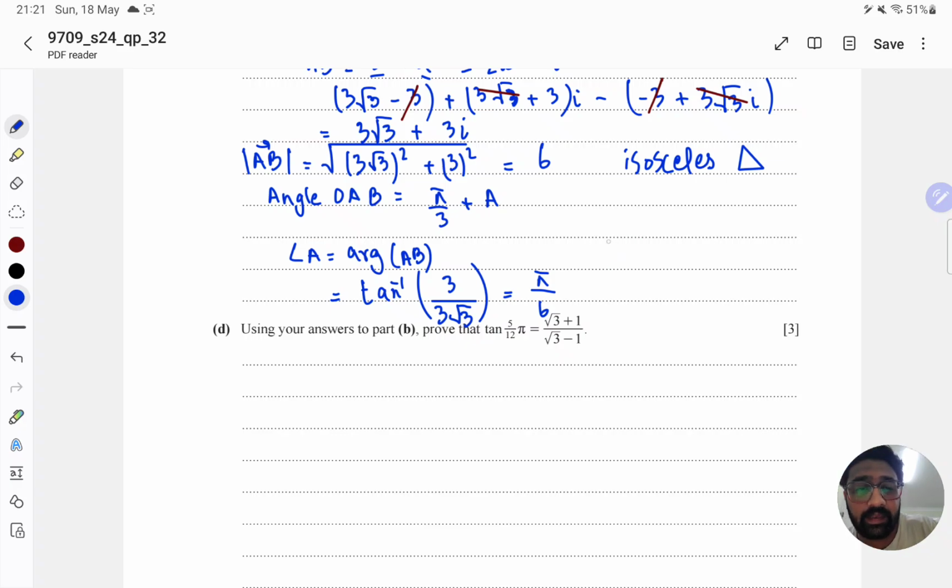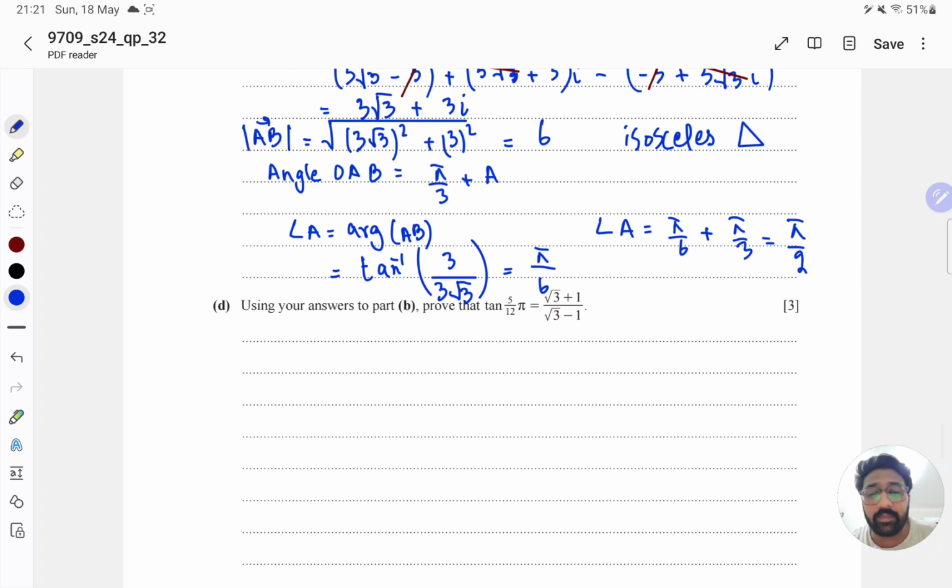So the angle A is basically pi by 6 plus pi by 3. So it is pi by 2. Yes, so it is a 90-degree triangle, a right angle triangle.